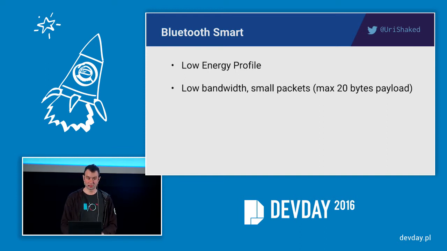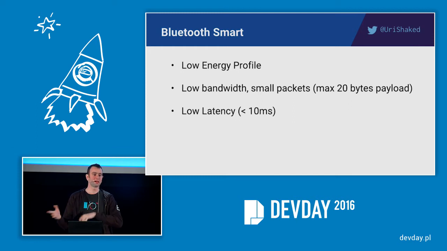And it has another advantage. So it's low energy, low bandwidth, and also low latency. It means that the communication is really fast. You send a command, the other device gets it in less than 10 milliseconds. So that's another important property of Bluetooth Low Energy.